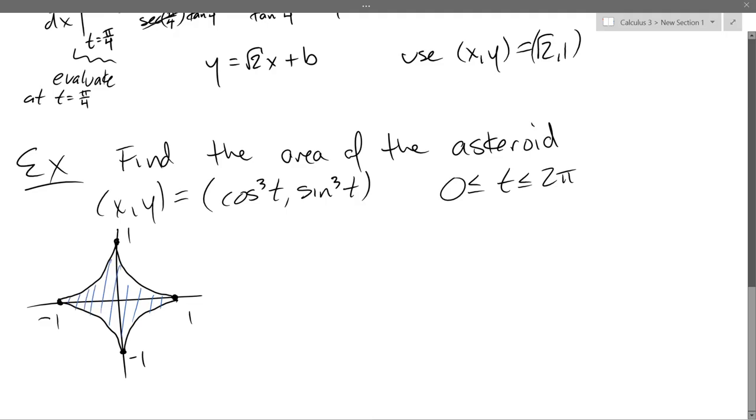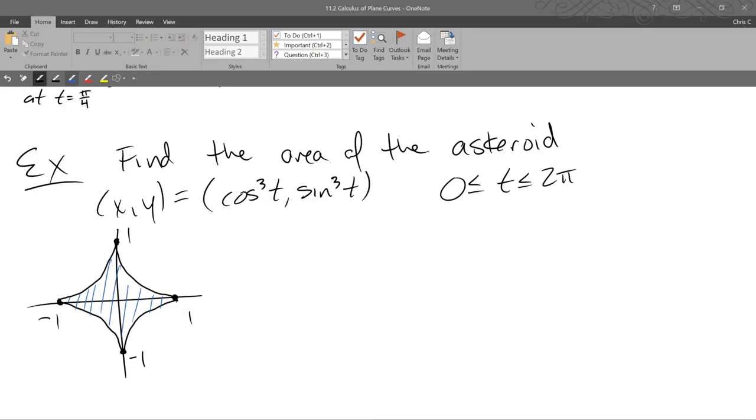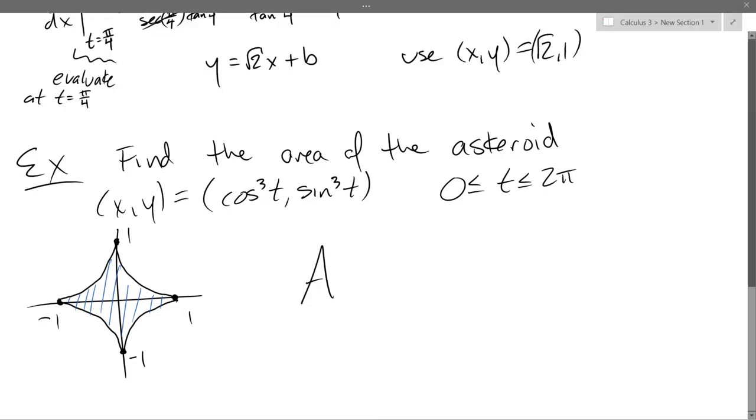So did I tell you anything about area and parametric curves? Sure didn't. So how in the world are we going to do this? So we're going to do an integral. That part should be sort of obvious. But what integral is the tough part?